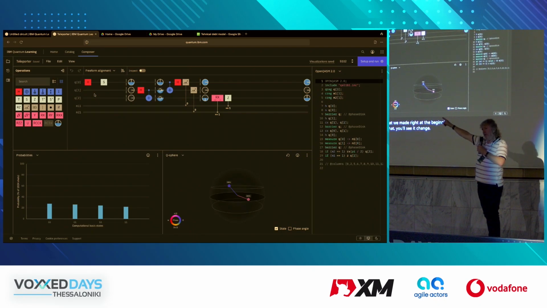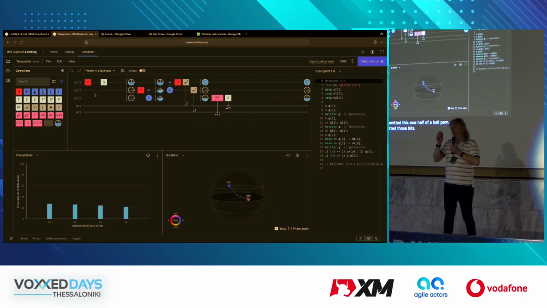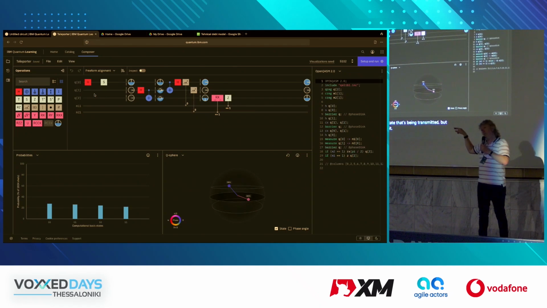But in order to do that, we have transmitted this half of a Bell pair. We've also transmitted those bits, those classical bits. If somebody gets in the way and tries to tap that, then they can see the state that's being transmitted, but they can't decode it, because you need those classical bits to decode it in the right way, so that when you do the measurement, it gets transmitted back correctly.